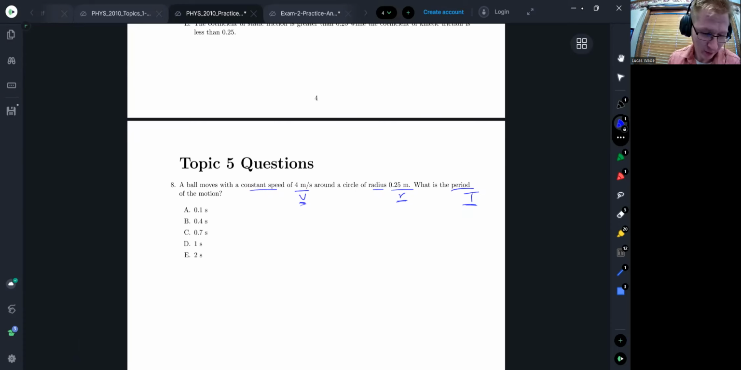Okay, v squared over r, maybe. So that would be centripetal acceleration. That is true, but we're trying to find the period t. And so that may not necessarily help us do that without, maybe it's a different equation.